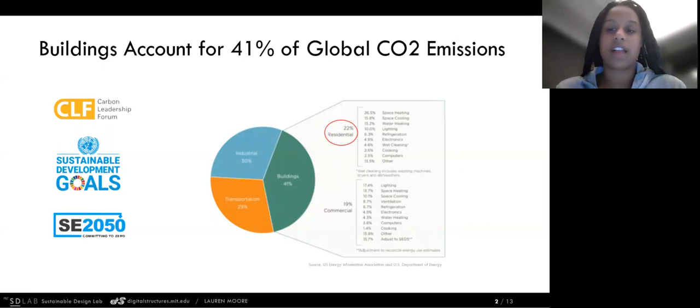In the fight against global climate change and reducing CO2 emissions, is a challenge that has received a lot of attention from various government agencies and organizations alike, such as the Carbon Leadership Forum and the U.S. Department of Energy. It is known that buildings alone account for 41% of global emissions, and although we've seen a slight decline during the pandemic, reports show that emissions need to halve by 2030 in order to be on track to reach 2050 net zero carbon building stock goals.